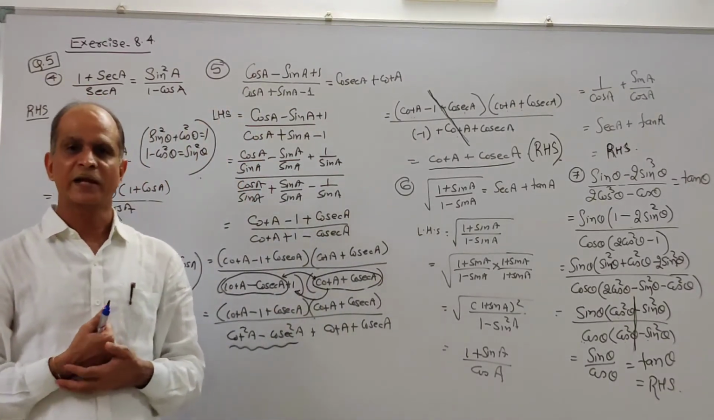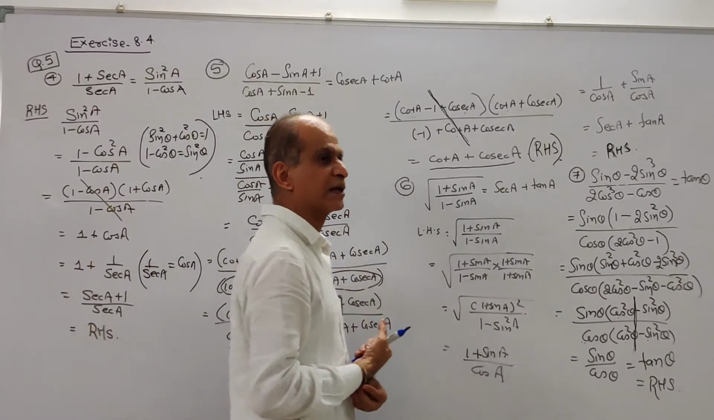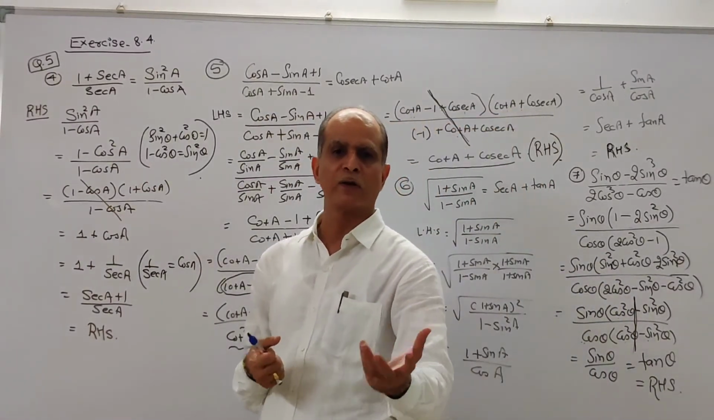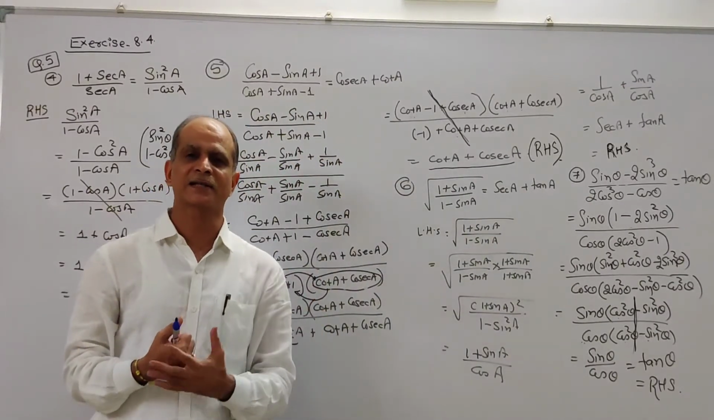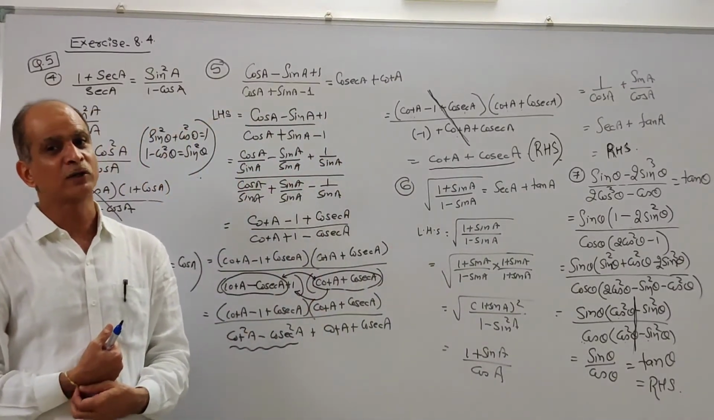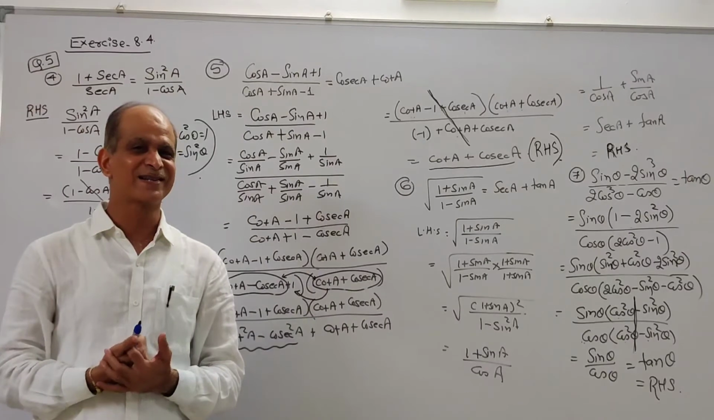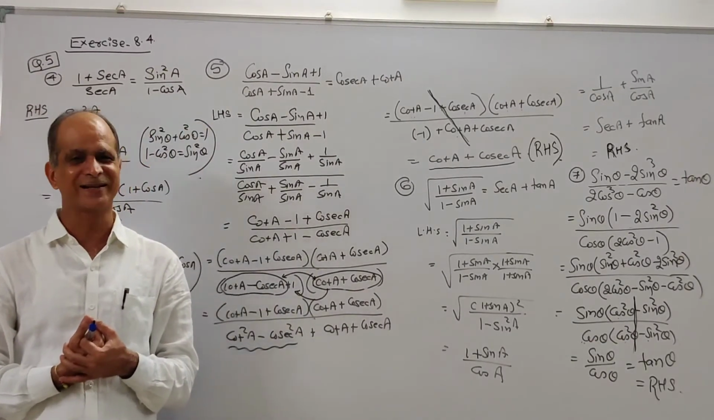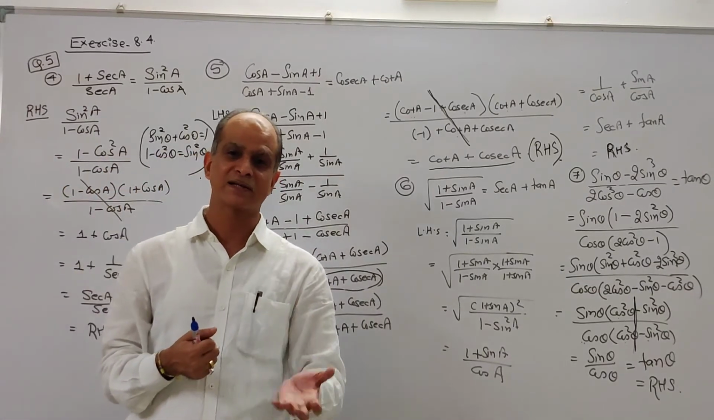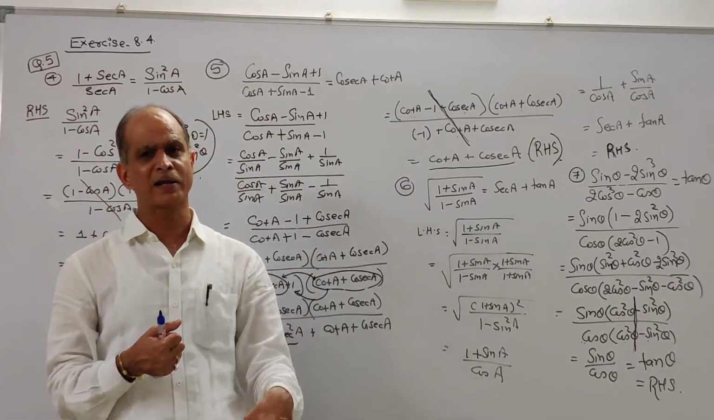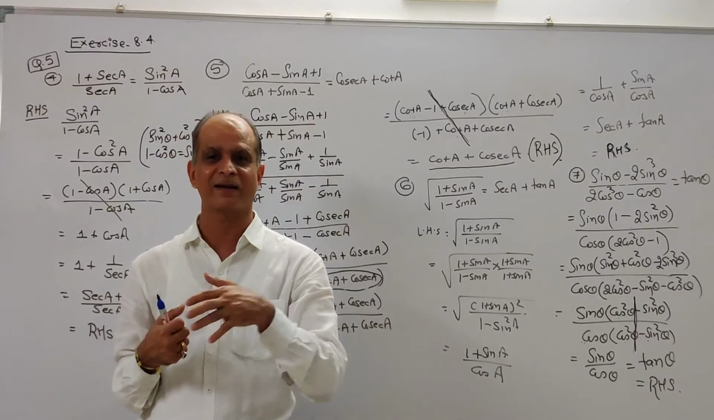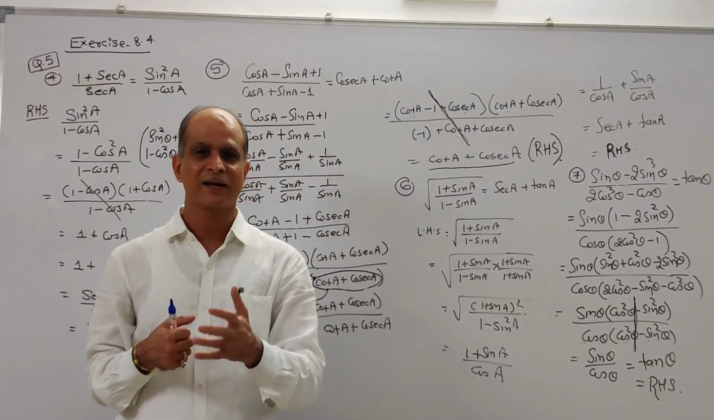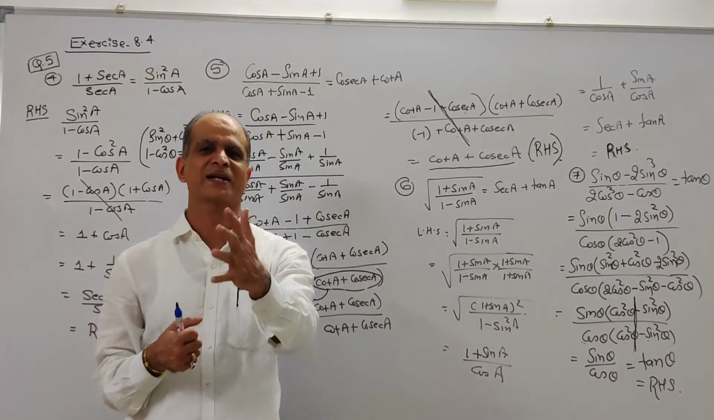Then we have discussed 8.2, and that is on the basis of the values of the trigonometric functions for different values of theta. Then we have started exercise number 8.3, and it is on the basis of sine (90 minus theta) is equal to cos theta, cos (90 minus theta) is equal to sine theta. Similarly, tan (90 minus theta) and cot (90 minus theta) are equal to cot theta and tan theta respectively. Similarly, sec (90 minus theta) is equal to cosec theta, and cosec (90 minus theta) is equal to sec theta.